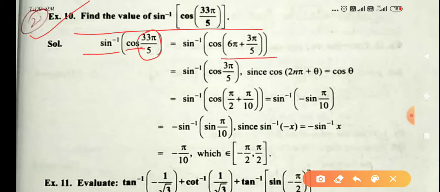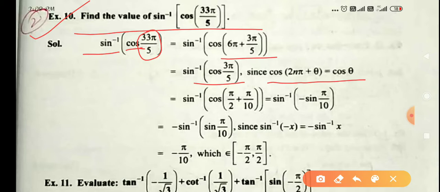You can write 6 pi plus 3 pi by 5. If you solve this, then 33 pi by 5 will come. So 33 pi by 5 can be written as 6 pi plus 3 pi by 5. Now cos of 6 pi plus theta is cos theta. This is the property you have studied in class 11th: cos of 2n pi plus theta equals cos theta. Now you have made the angle short, but you can see this 3 pi by 5.